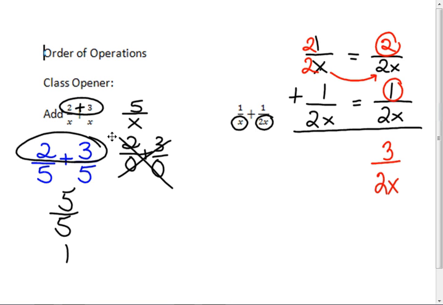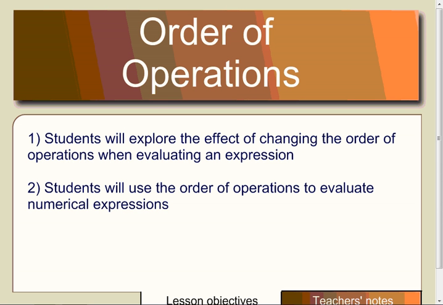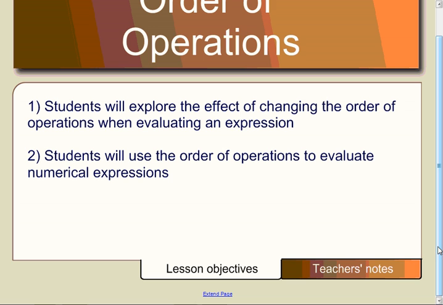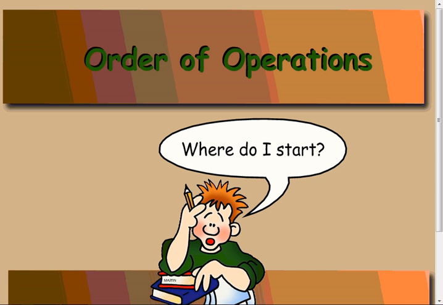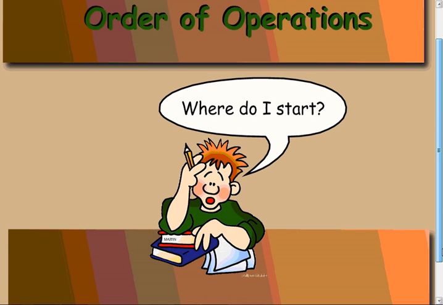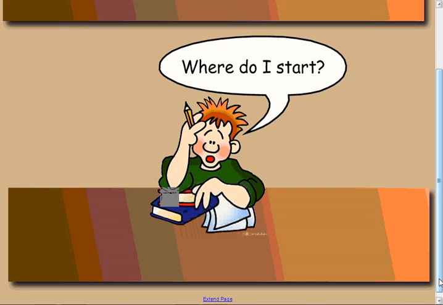We're going to do order of operations, and there are some things here I probably will skip. So we're going to go on to the next slide, and what we're going to do is look at the effect of changing the order of operations when evaluating expressions, and you're going to be evaluating numerical expressions. Okay, students will use the order of operations to evaluate numerical expressions, a lot of big words. Okay, so where do you start?